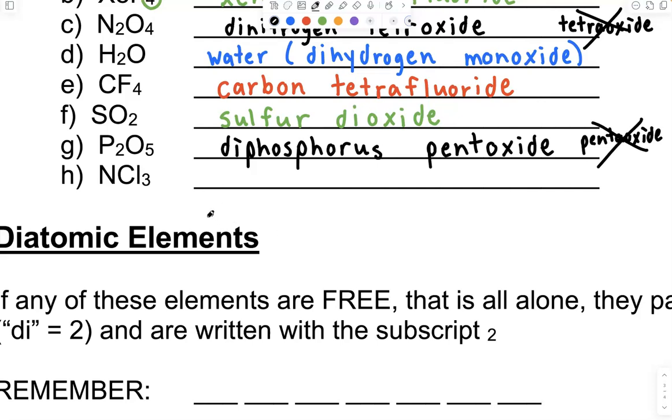Okay, and then the last one here, we have 1 nitrogen. Again, we don't say mononitrogen. We don't need the mono for the first element. We call this nitrogen. There are 3 chlorine. Our prefix for 3 is tri. And instead of chlorine, we write this as trichloride.